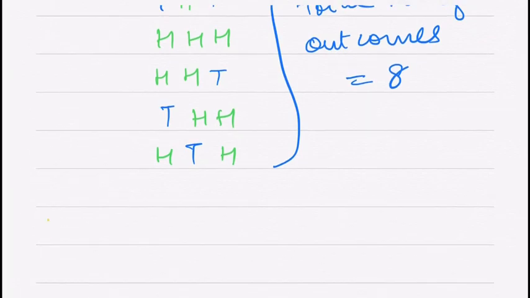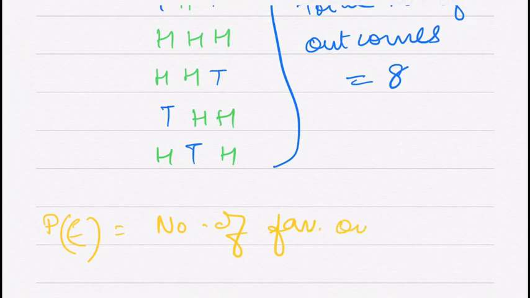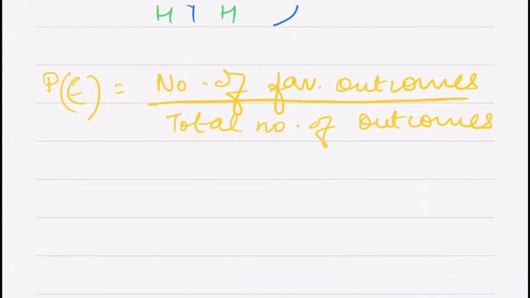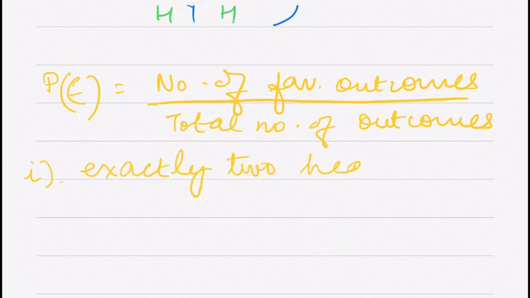We are doing 3-mark questions. First I'll write down my formula beforehand, so I don't have to write it for each part: the number of favorable outcomes by the total number of outcomes. Now the first part, exactly 2 heads.